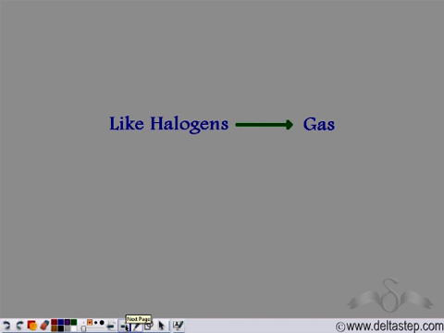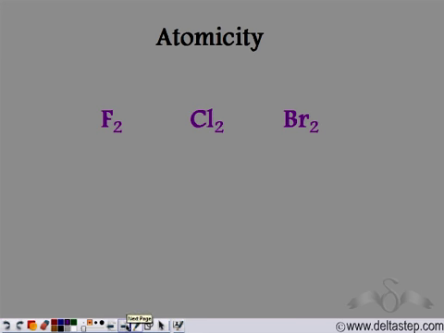Halogens, fluorine, chlorine, they exist in the gaseous state. Similarly, we know that hydrogen exists in the gaseous state. So like halogens, hydrogen is also a gas. The atomicity of all the halogens is 2. That is, in one molecule, there are 2 atoms of fluorine. In one molecule, there are 2 atoms of chlorine. And similarly for bromine, iodine, and so on. So the atomicity of halogens is 2.